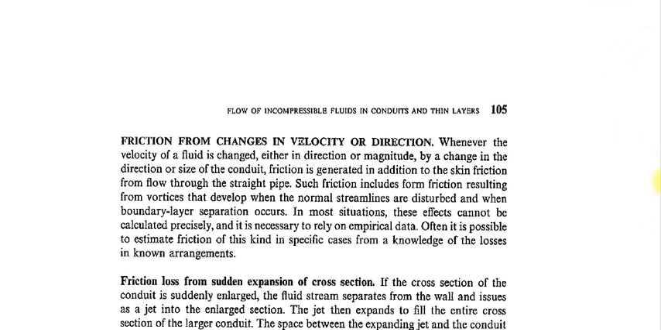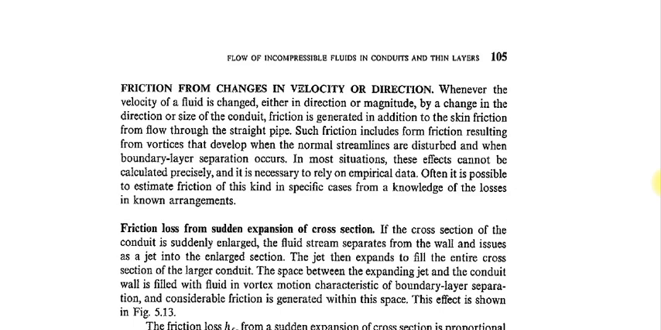So due to the sudden contraction or sudden expansion, you may lose energy, and you may lose energy due to the change of direction, due to the elbows, 90-degree elbows or 180-degree elbows. You may also lose energy due to some other fittings like valves. Due to the different types of valves, you may lose energy. So these are the losses which occur due to the different types of fittings used in the system.